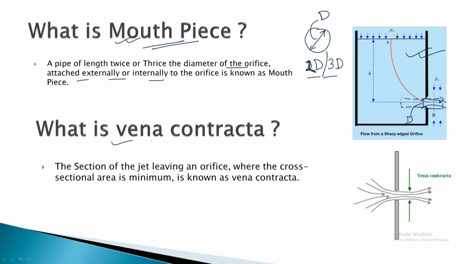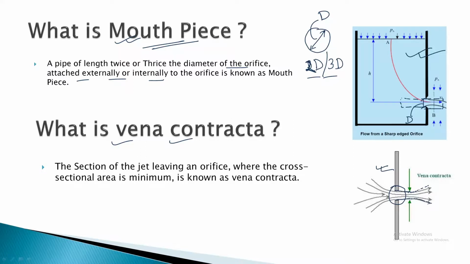Now what is vena contracta? Look, you can see this is the opening, and this particular portion is the orifice. Now when the water flows from this opening, initially the shape is decreasing, and after decreasing, it will then increase, right?